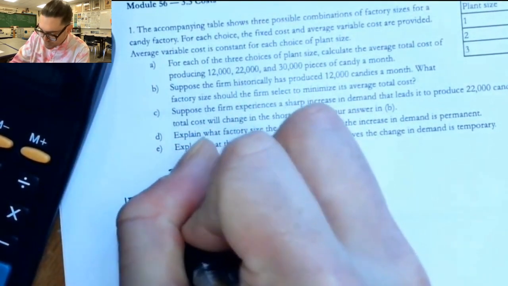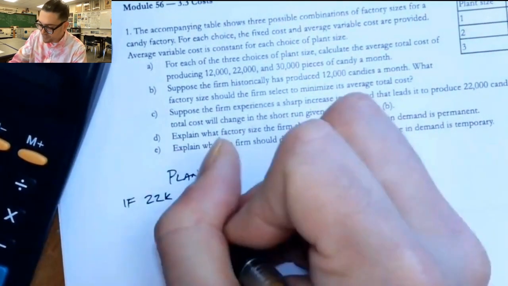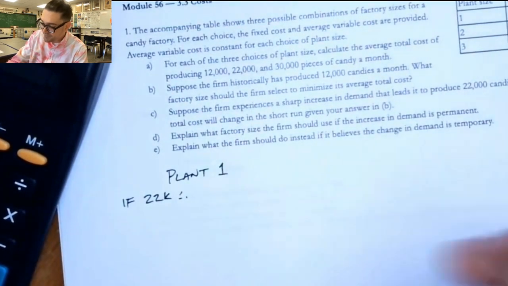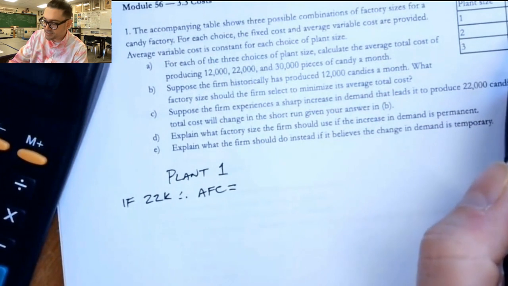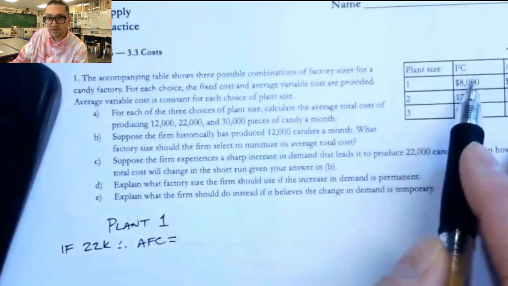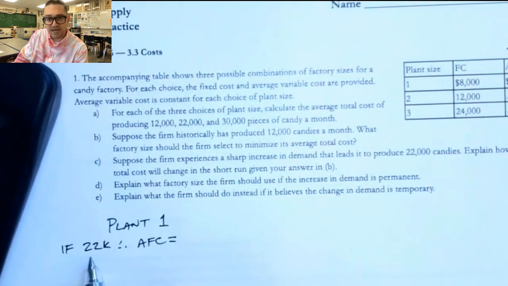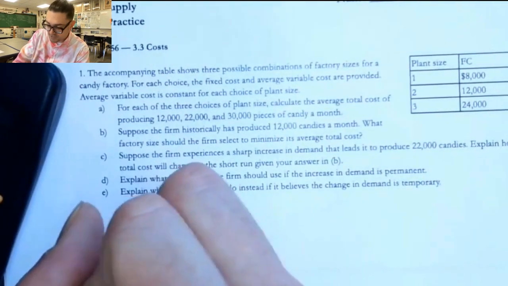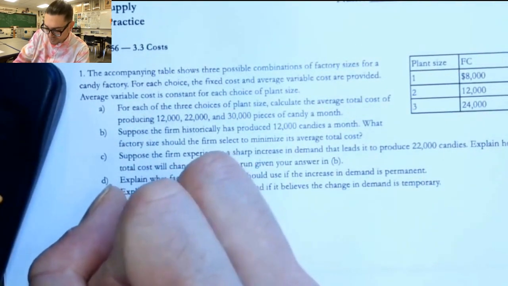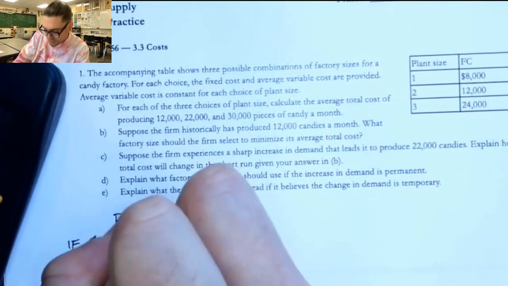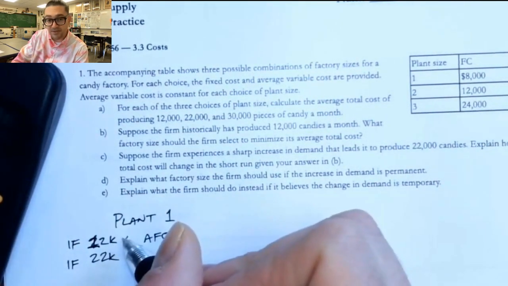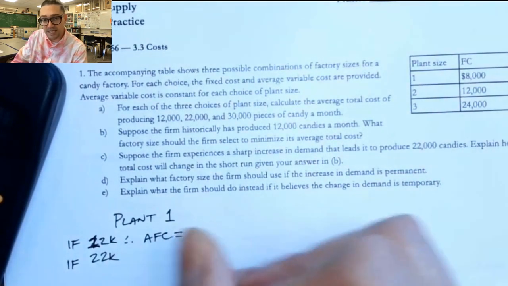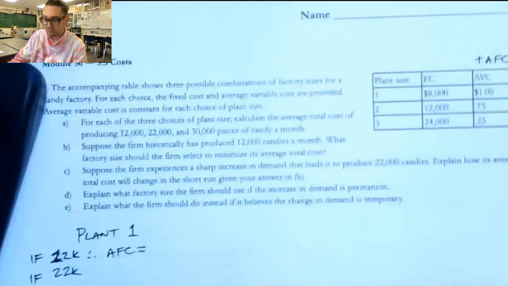So if they're producing 22,000, then we know the fixed cost is 8,000 for this first plant. Actually, I should have done the 12,000 first. So let me do the 12,000 first and then the 22,000. We're going to divide this 8,000 by the 12,000, and that will tell us the average fixed cost. Then we're going to use that number to add it to the average variable to find the average total.